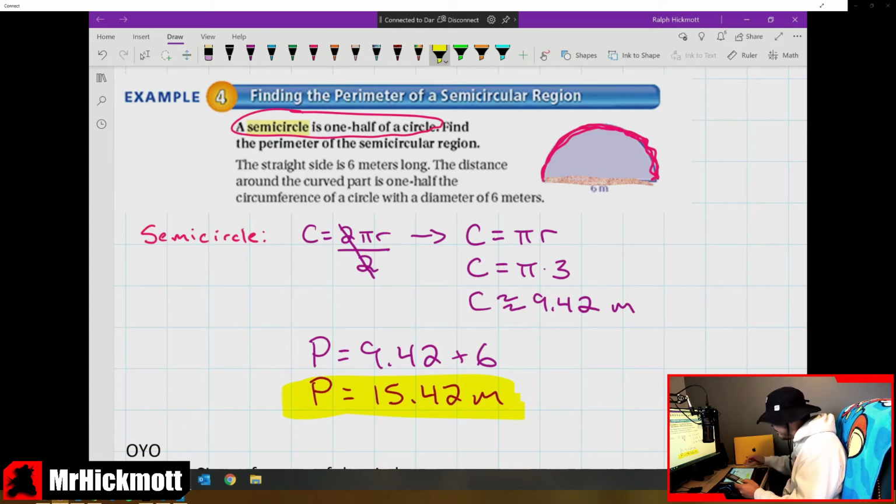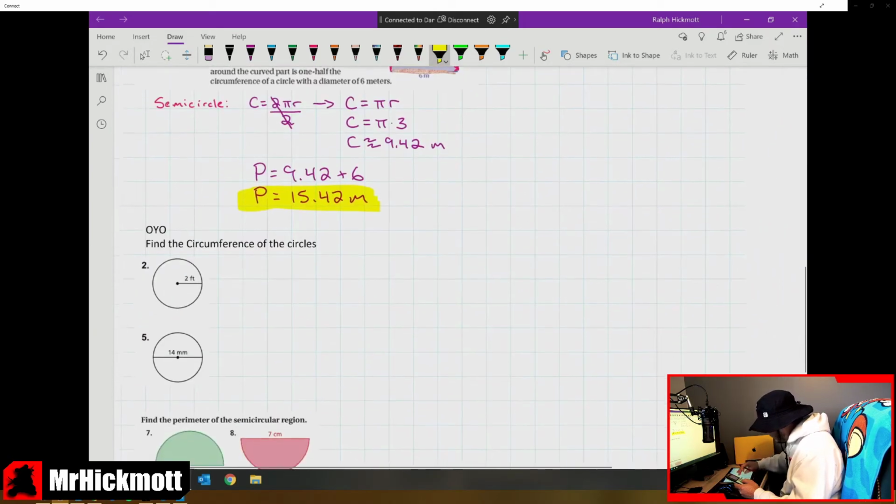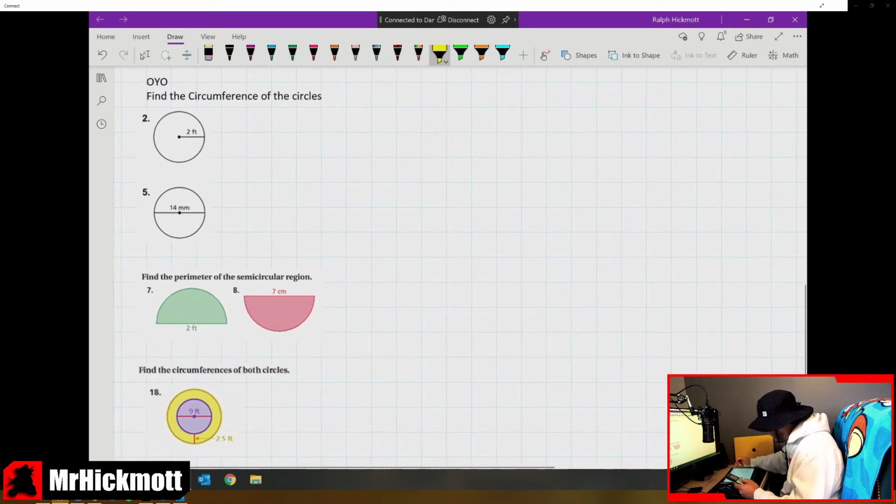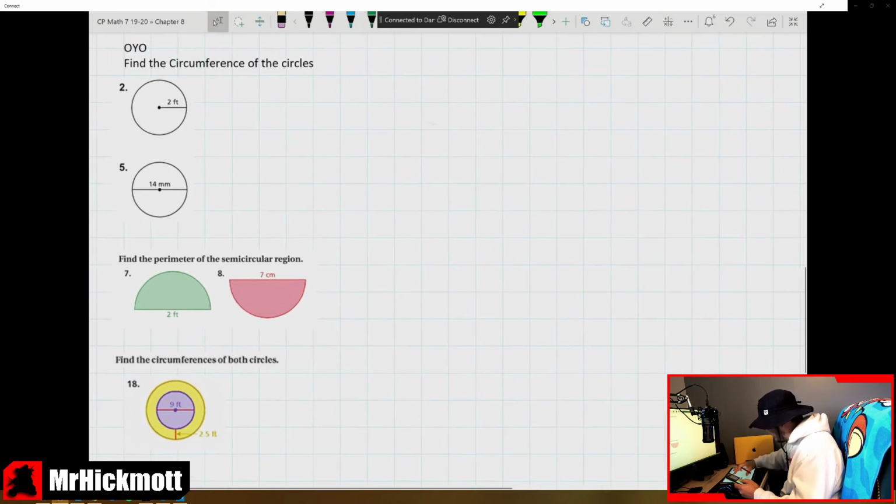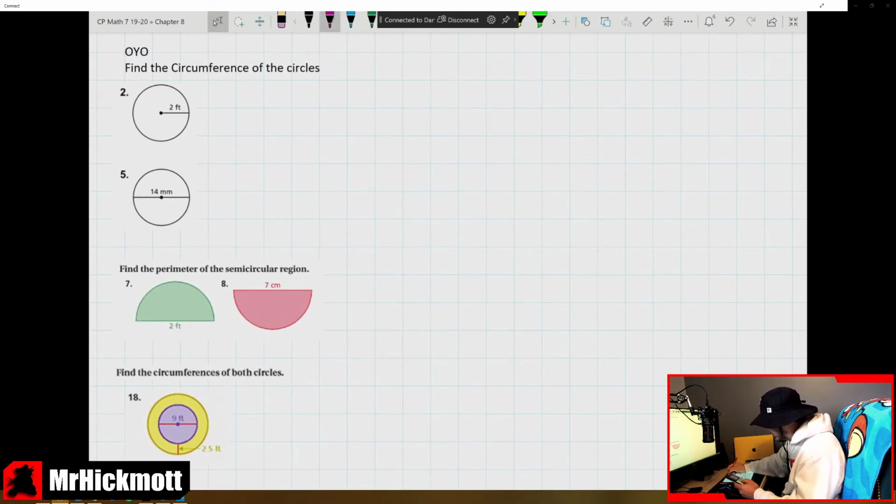All right, here we go. Let's scroll to the OYO. So in this OYO, let me go ahead and maximize that for a little bit more screen real estate. In your OYO, I've given you 5 problems I'd like you to try. So 2 and 5 are finding the circumference given radius and diameter. 7 and 8 are semicircles. Then I got a lovely little bit more advanced kind of problem down at the bottom, 18.